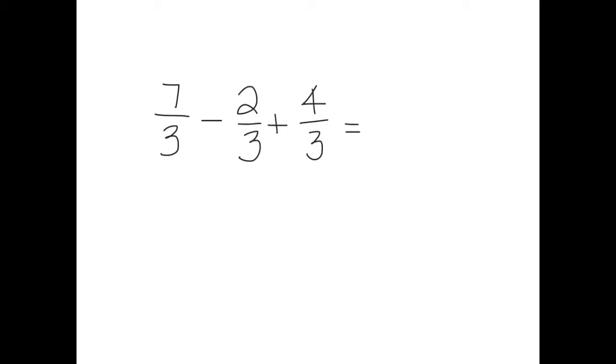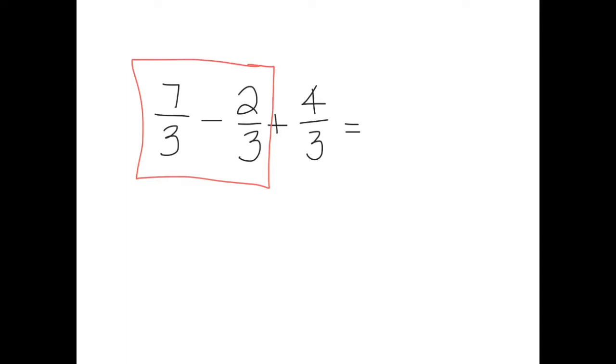What about 7/3 minus 2/3 plus 4/3? So order of operations says that we do subtraction and addition in the order that it appears. So I have to do this part first. Notice that all of these have the same denominator. So I'm just going to subtract the numerator.